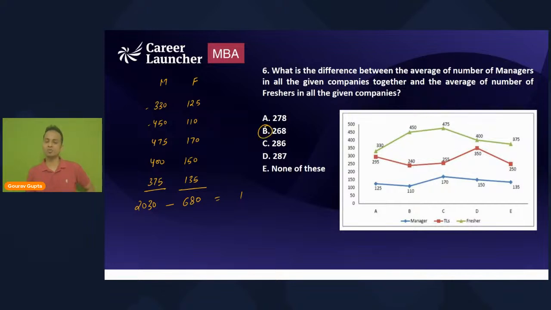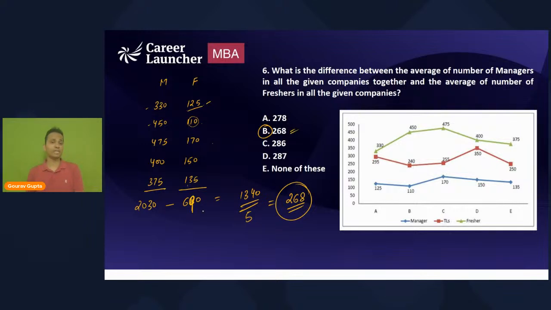So you are saying that the answer is 268, right? So I will add them once again. So 125, 1, 2, 3, 4, 5, 500, 690. Yes, I forgot this 10. So this number will be 690. And the difference will be 1340. Now I can divide this by 5. So 1340 divided by 5 is 268. All right, so 268 will be the answer.